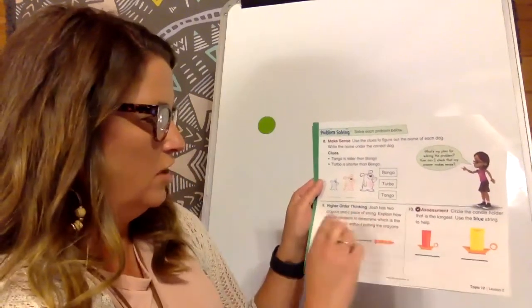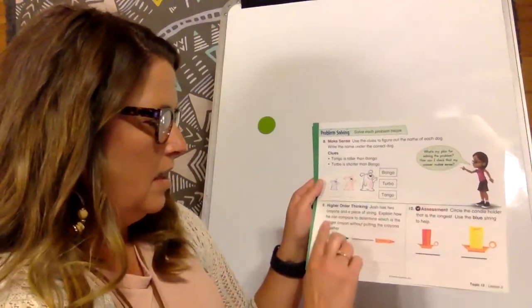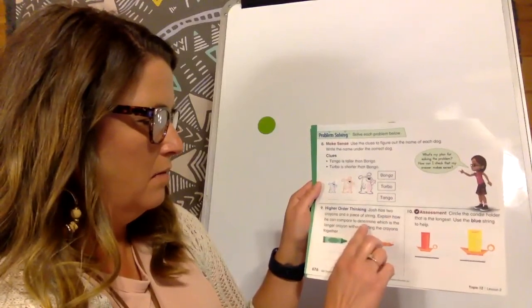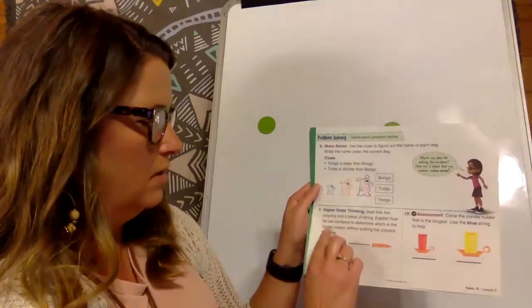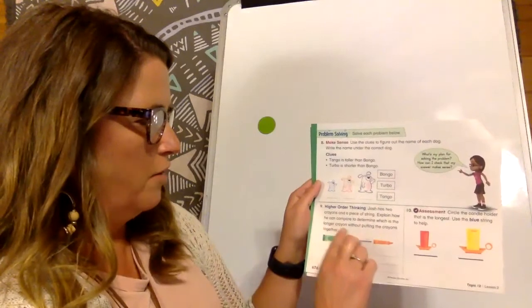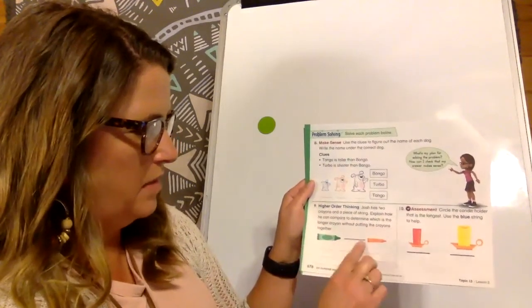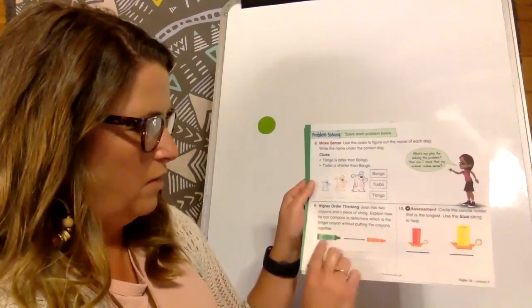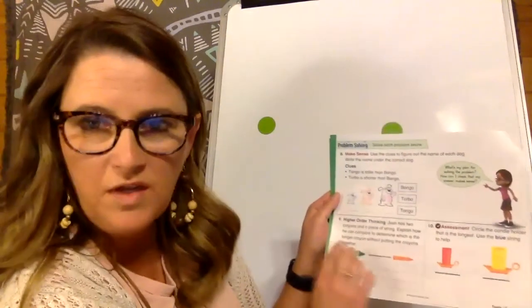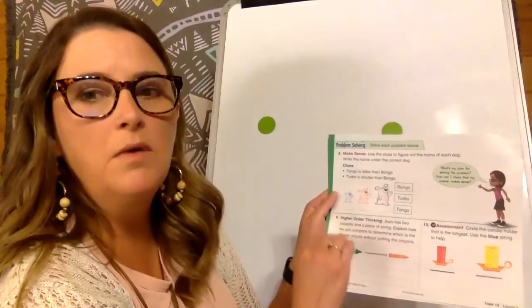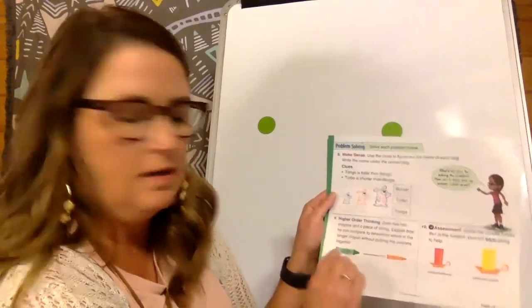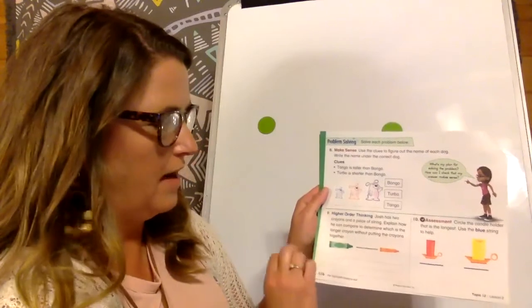Number 9 says Josh has 2 crayons and a piece of string. Explain how he can compare to determine which is the longer crayon without putting the crayons together, okay? So he's got that piece of string. How can he figure out which one? It's not saying you have to figure it out. They want you to tell them how he could use the crayons and the string to figure that out.